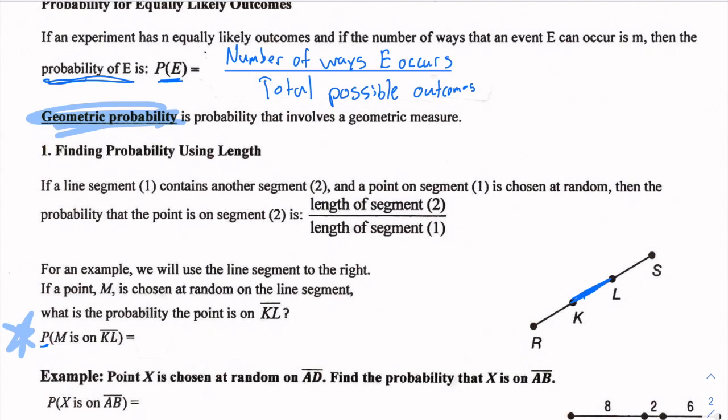Right now, they don't give you values yet. So what they want you to do here is take what you want, KL, over the total. What's the total segment here? The total segment is RS. So that's how you write that probability.